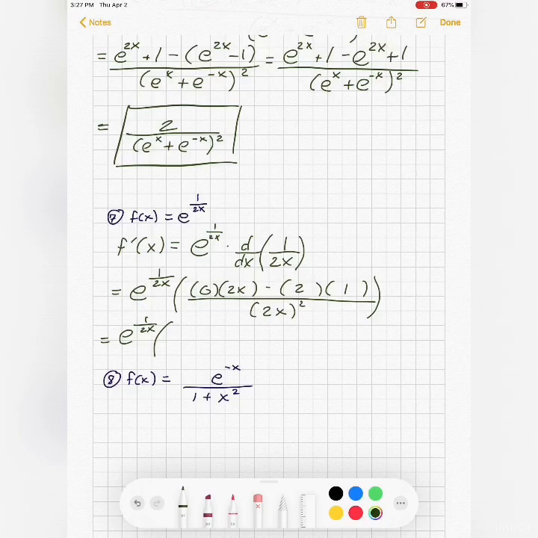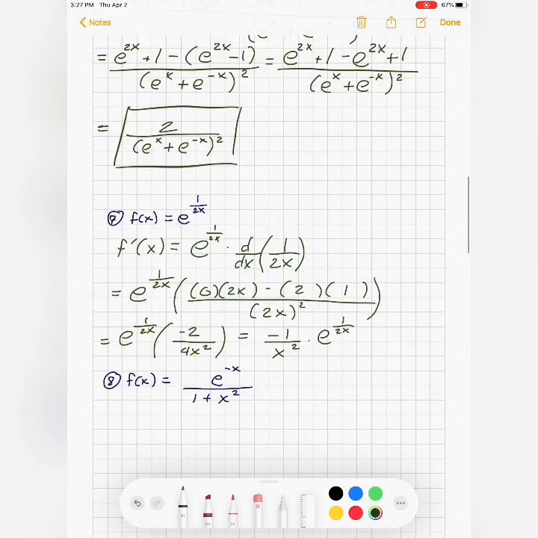So isn't that just negative 2 over 4x squared? So what is that? Negative 1 over x squared times the exponential? Or 1 over 2x squared. So what did I do there? See, I canceled the 2. So what's my result? The negative e to the 1 over 2x over 2x squared.